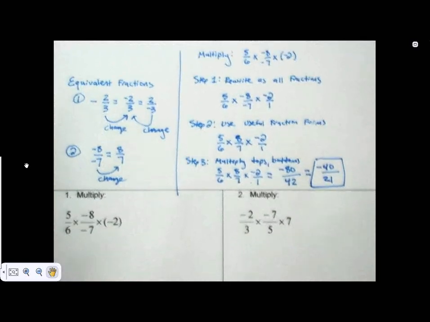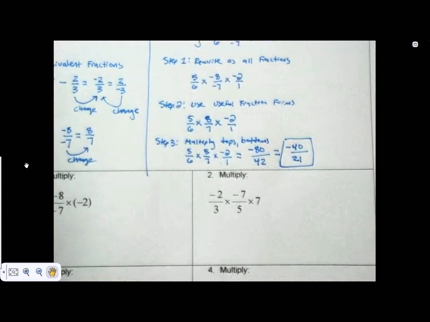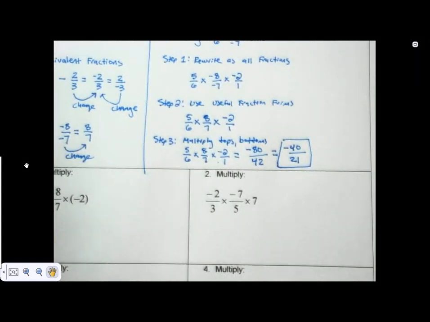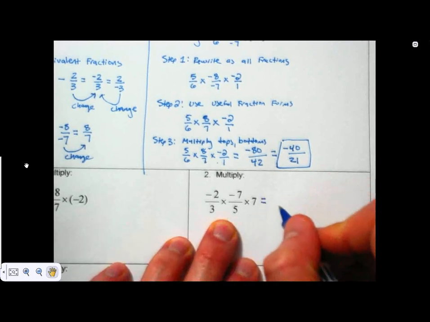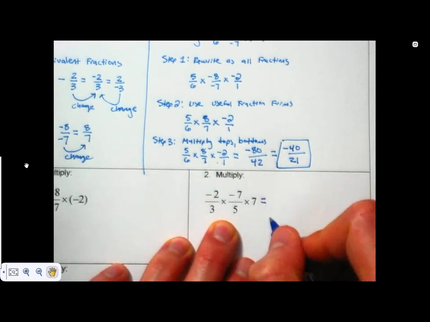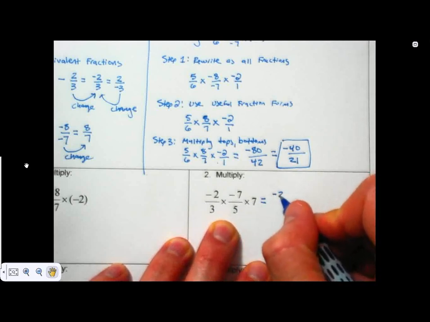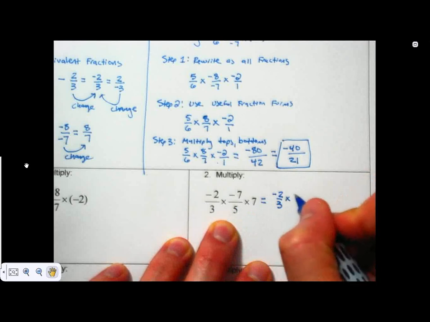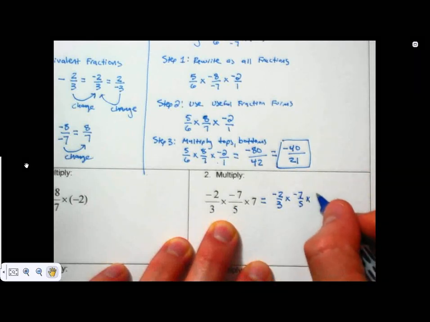Okay, your turn. So I want you to try number 2. Pause the video and then restart it when you've had the opportunity to try it. Okay, so again, the first step in number 2 is to rewrite all the numbers as fractions. So that's going to give us negative 2/3 times negative 7/5, and then we've got this whole number, which we could write as 7/1.